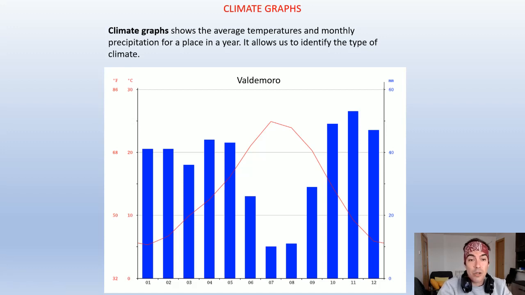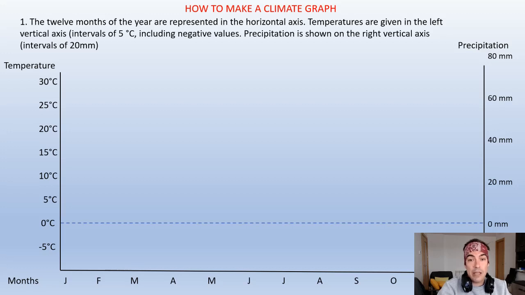So how do we make a climate graph? It is very easy, and here are the steps. First, we have to draw the horizontal axis, and we have to divide it into 12 parts, which are the months of the year: January, February, March, April, May, June, etc. Then in both of the two vertical axes, in the one on the left, you have to draw the temperature, okay?